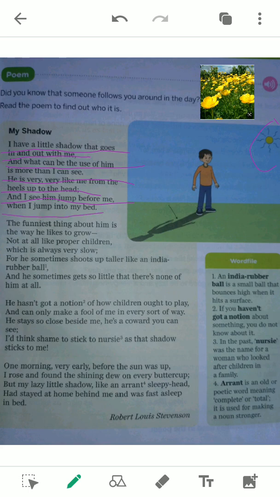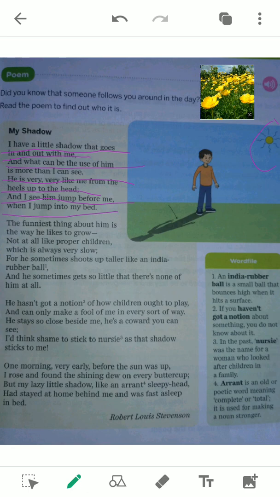And what does the shadow do? The shadow jumps before him. Whenever the child tries to jump into his bed, the shadow also does so. But the child says that he jumps before him. Why does the shadow jump before him? It is simple logic, no? Light is faster than human beings. We cannot travel faster than light. Light is the fastest thing in the world, and shadow is nothing but light.